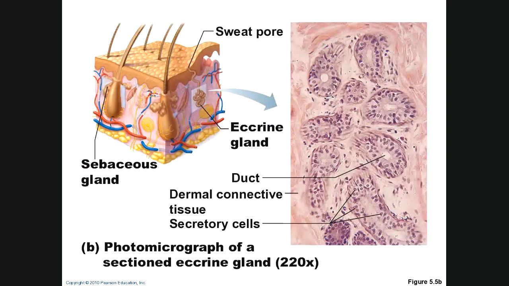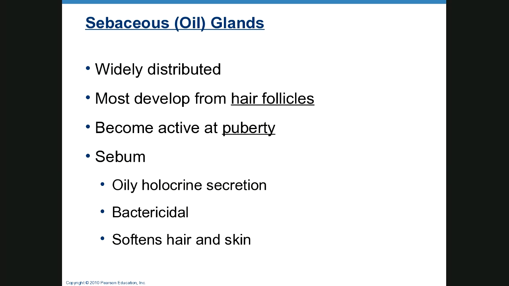Okay, and this is just showing a sebaceous gland letting go into the hair follicle, which is an oil gland, sebaceous glands. Always with hair follicles, again, these develop at puberty, and these are actually a sebum, but it's an oily holocrine secretion. And the point of having it is bactericidal and to soften hair and skin.